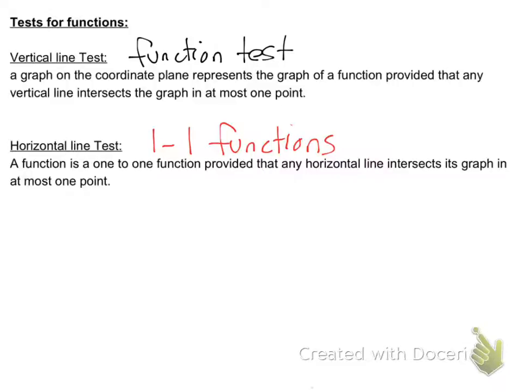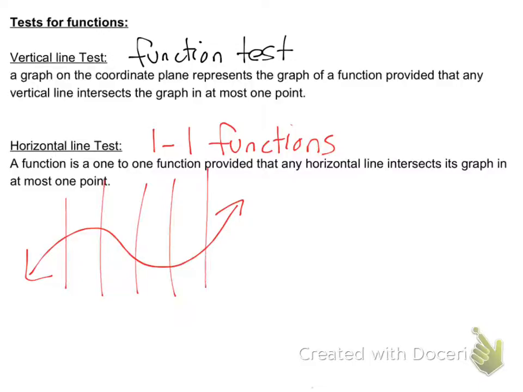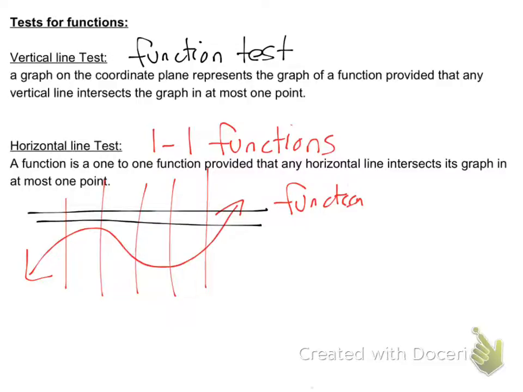So, going back to this graph, we said it passed the vertical line test. It was a function. The question is, does it pass the horizontal line test? So far? Yes. So far? No. So therefore, it's a function, not one-to-one. Boom.